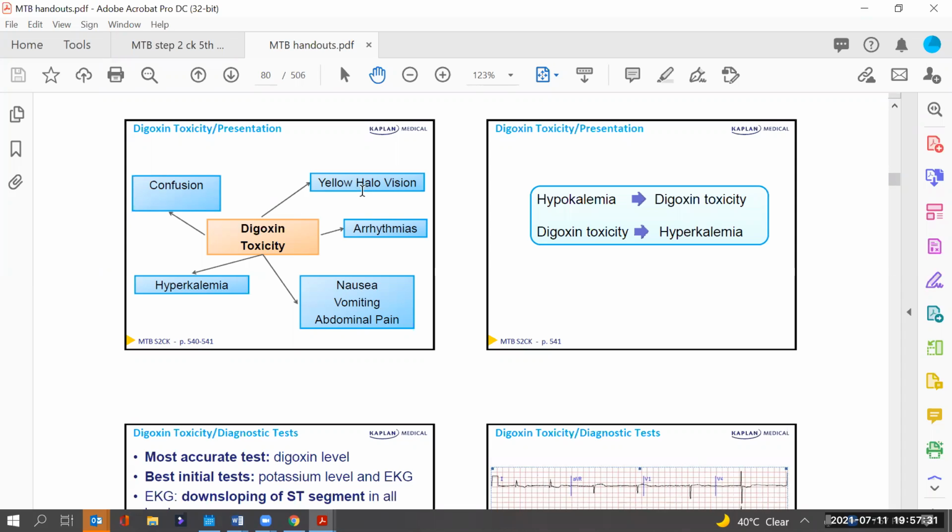In your question, of course, it will not be mentioned straightforwardly as yellow halo vision. The patient will say to you, doctor, I'm seeing everything in yellow. Like there is a yellow border to everything. If I'm seeing this cupboard, there is a yellow margin on that cupboard. If I'm seeing this fan, there is a yellow margin on that fan. And in history, when you inquire, the patient must be having a previous history of arrhythmia, having a history of digoxin intake. So it's a very clear clue for you that it may be digoxin toxicity.